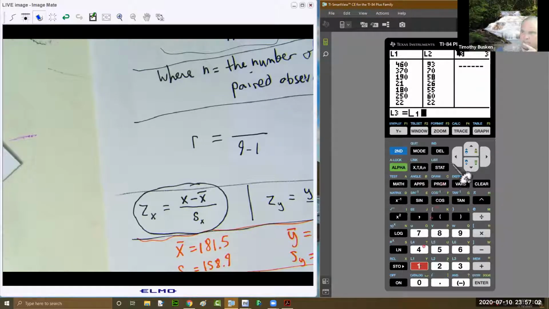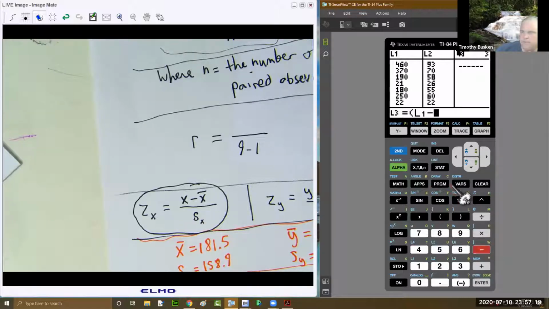Okay, now I've already messed up. What I needed to do was put a parentheses there. Now I'm going to press second 1. So I'm starting the numerator here, x minus x bar. So I'm going to call on x bar.